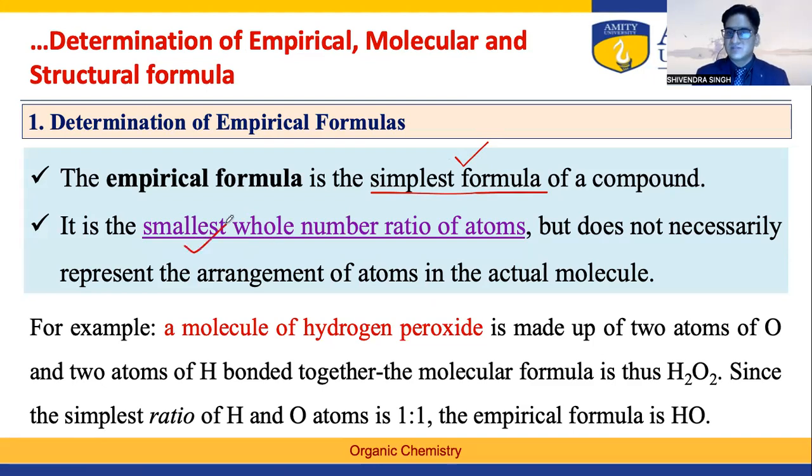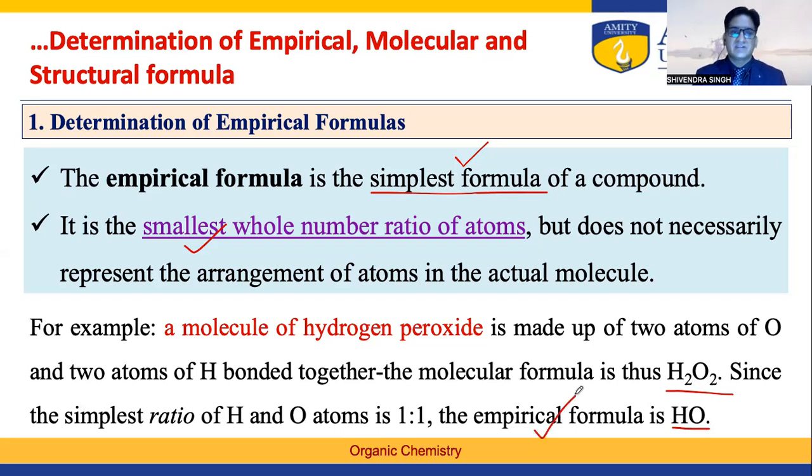of atoms, but it does not necessarily represent the arrangement of atoms in the actual molecule. You have to keep that in mind. As discussed previously, for benzene, C6H6 is the molecular formula, but the empirical formula is CH. Similarly, the formula of hydrogen peroxide is H2O2. This is the molecular formula. To figure out the smallest whole number ratio of atoms, we divide these digits by 2, and HO is arrived at. So this is the empirical formula of hydrogen peroxide.